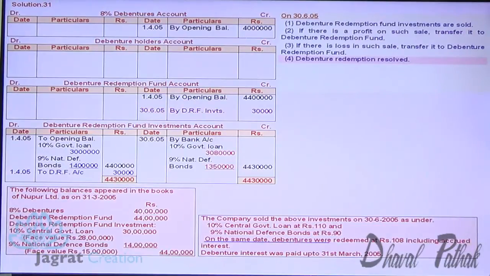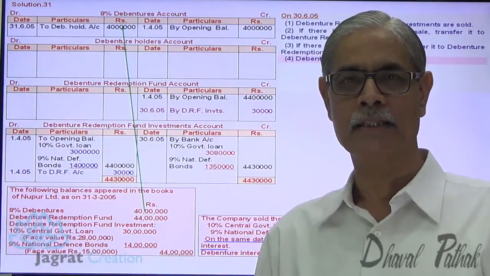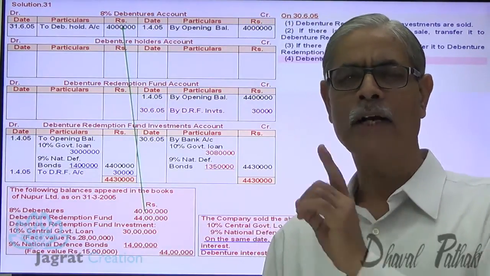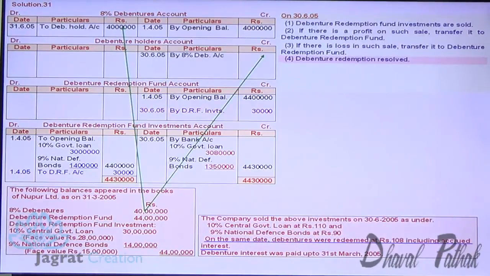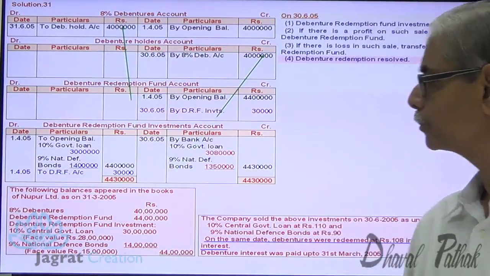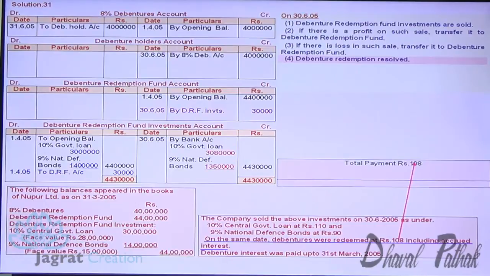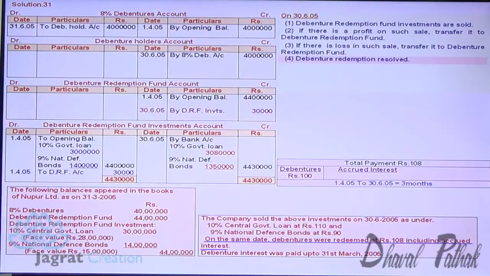debenture redemption. How much amount is to be paid per debenture? 108. So I want to find out the interest element and redemption premium element in 108. That has already been explained to you, but I want to write down the note for your better understanding. Let me do that. Debentures account debit to debenture holders account. What is the total amount to be redeemed per debenture? 108. That includes the face value of debenture 100.